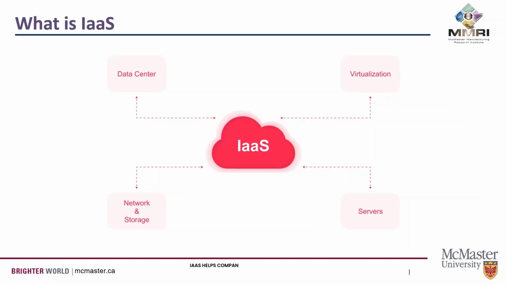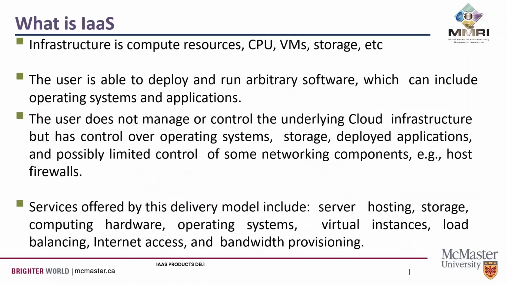IaaS helps companies get resources delivered through a cloud, or virtually. Using IaaS tools, companies can create and handle servers, data storage, operating systems, and networks without purchasing hardware. IaaS products deliver cloud computing infrastructure such as storage and operating systems. These platforms help developers handle hard drives, servers, storage, virtualization, and networking.